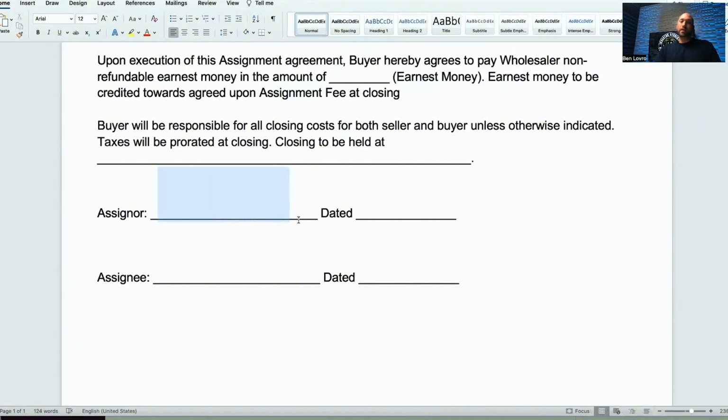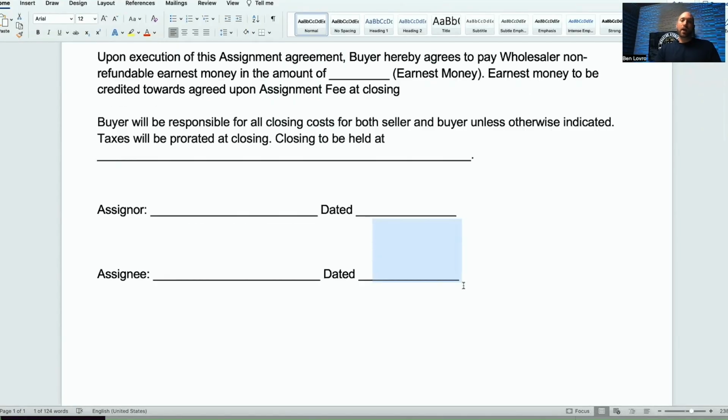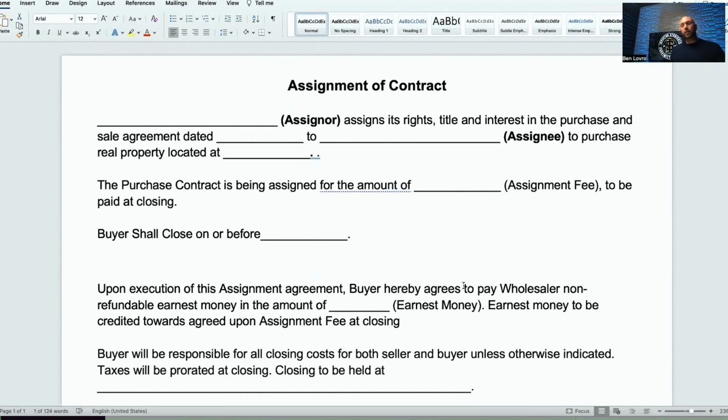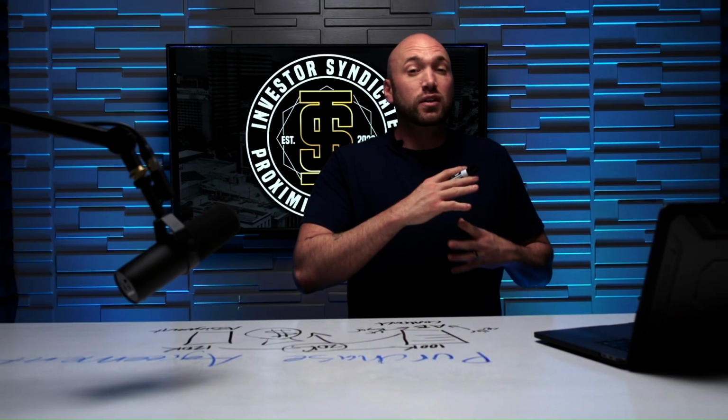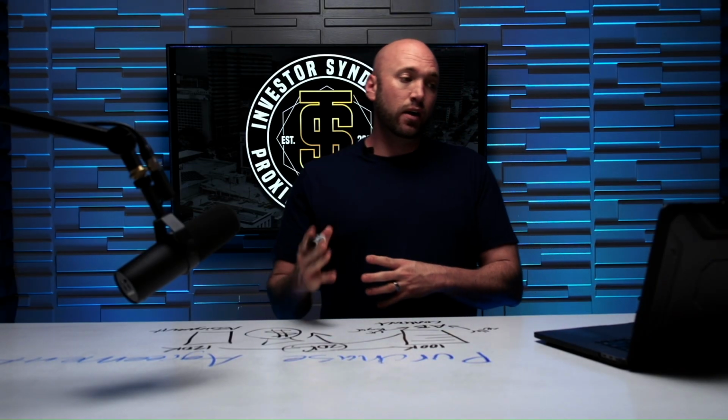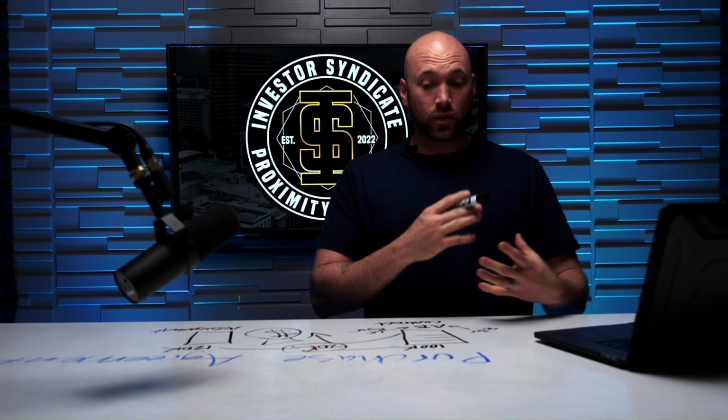Assignor would be AB contract holder or wholesaler with the date. Assignee is the cash buyer, date, and we have an executed assignment contract. Again, there's really no reason to overcomplicate this process, understanding the simple verbiage that lies within.